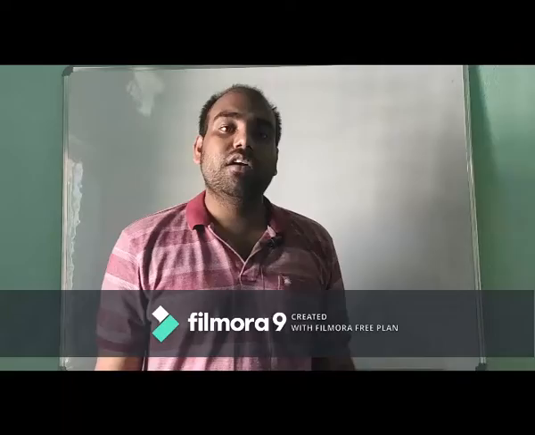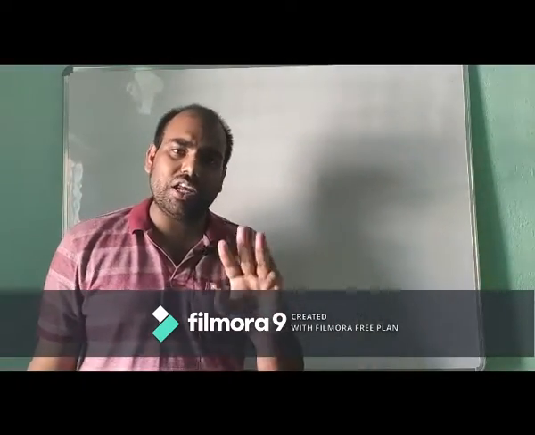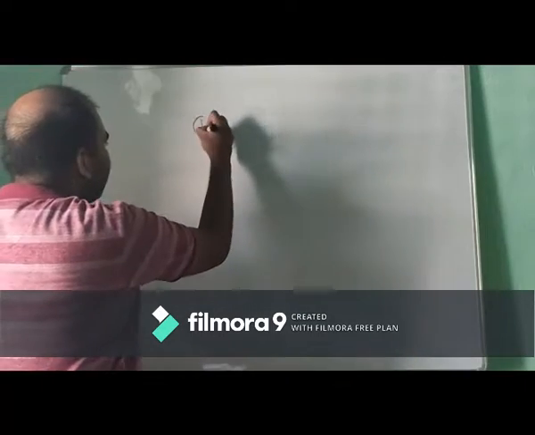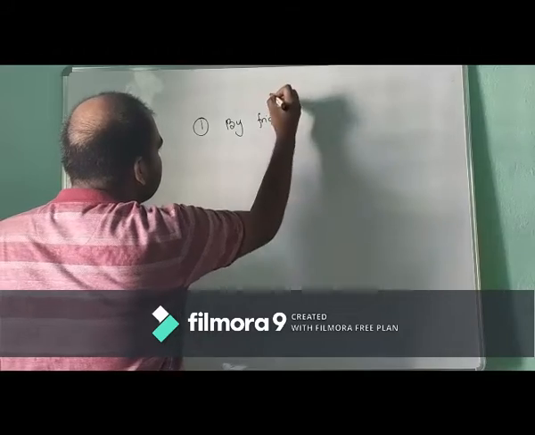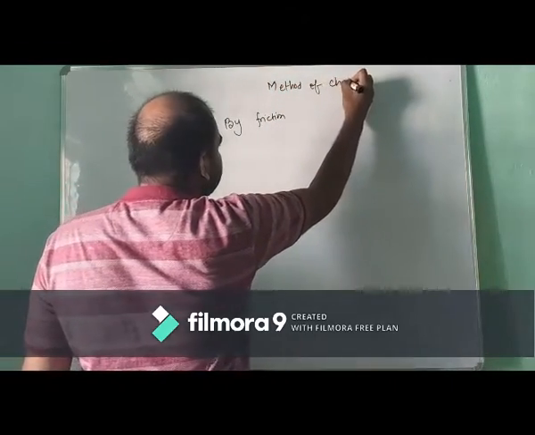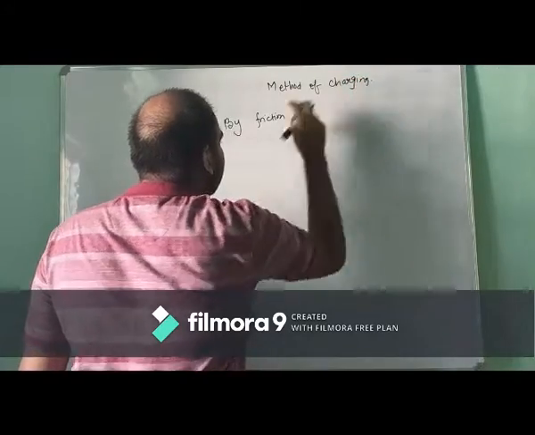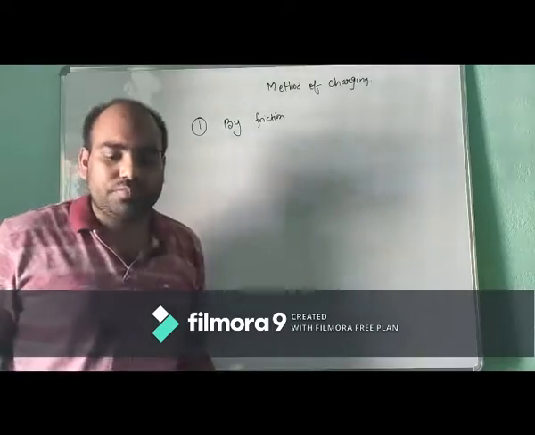There are also other methods like the photoelectric effect and thermionic emission. These are also methods to produce a charge on a body, but we are not going to discuss them. We are only going to study these three methods. Now we will study charging by friction first.